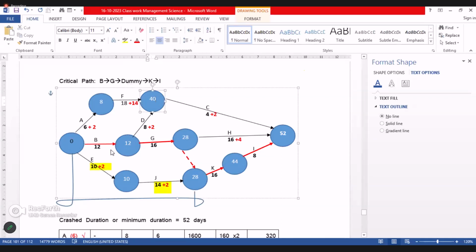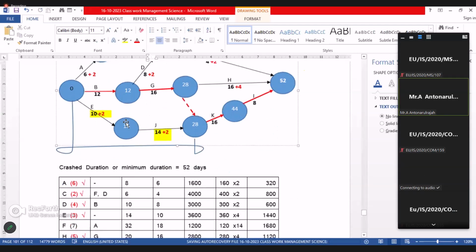Right? Here what will happen? 12 plus 12. Right? So no problem. Right? This is open minded. Within that we can make it. So 14 days.